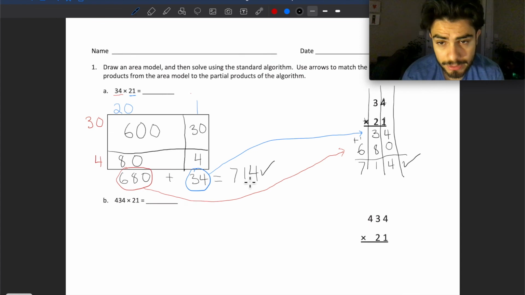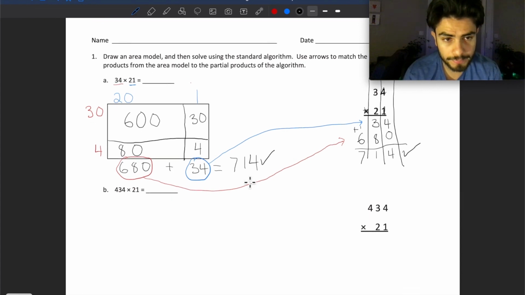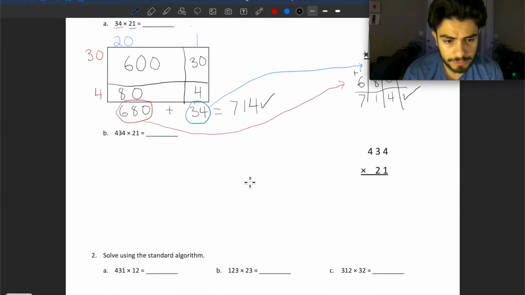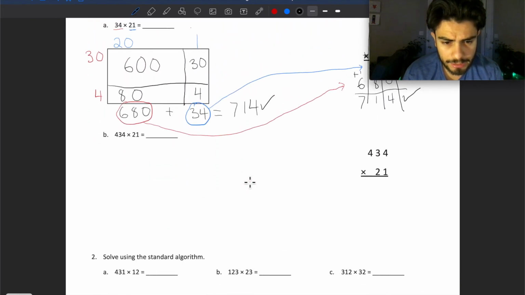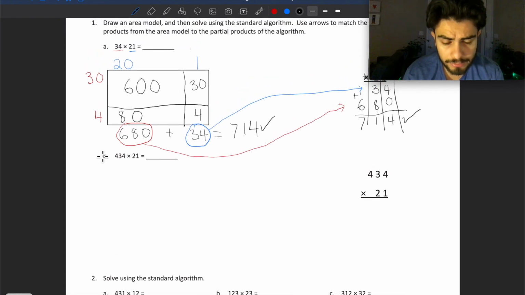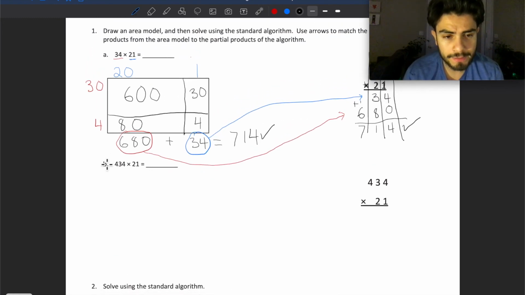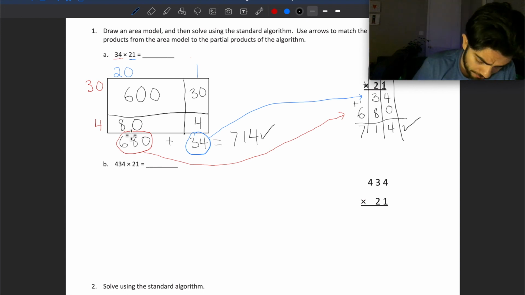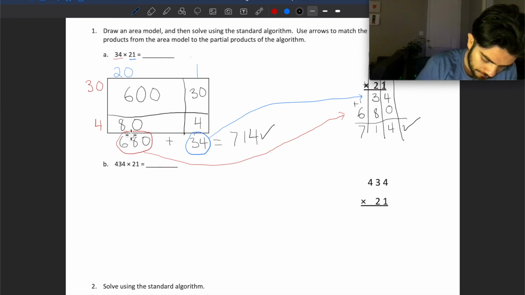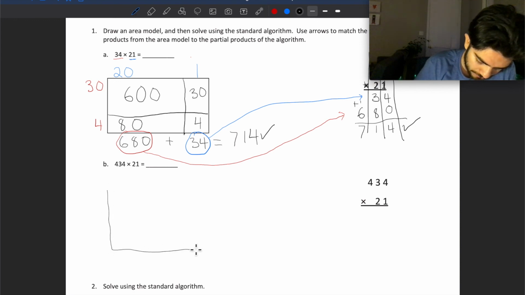Now let me go down here and we will do another one. So let's see here. Let's do another, I'll do B here as well. Now in B, if you notice, you have 434 times 21. Over here, we only just have 34. Now, the same step or steps will take place over here.